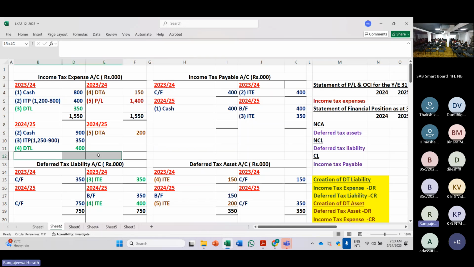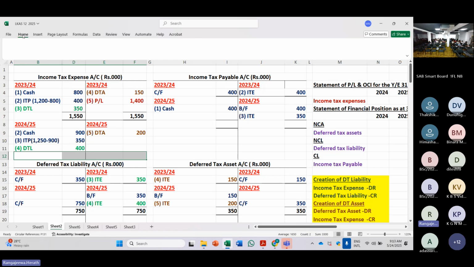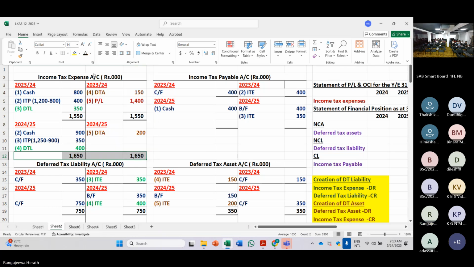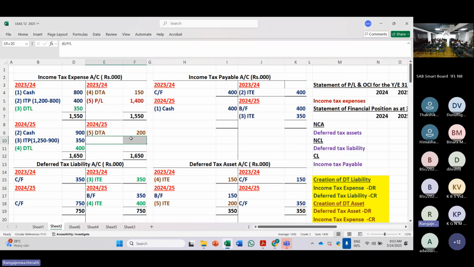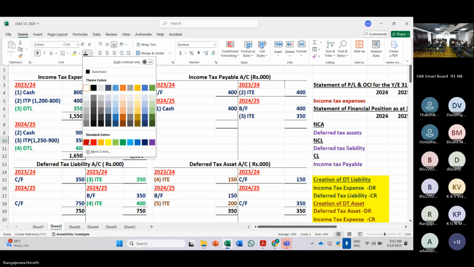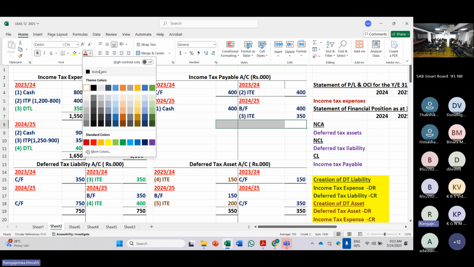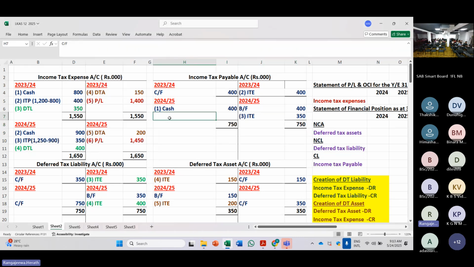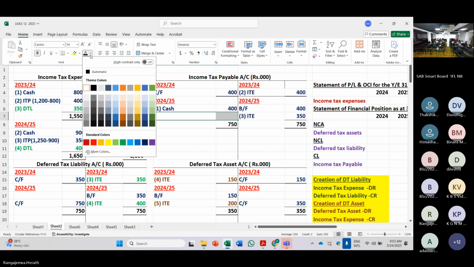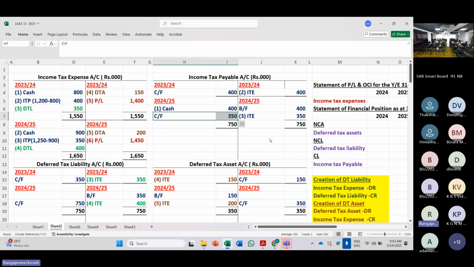So for the 2025, we charge to P&L as tax expense. Debit side 1,650. So charge to P&L 1,450. Tax expense account. Tax liability account, credit side 750. Of that 400 paid during the year, so we can carry it forward to next year, 350. That's it.